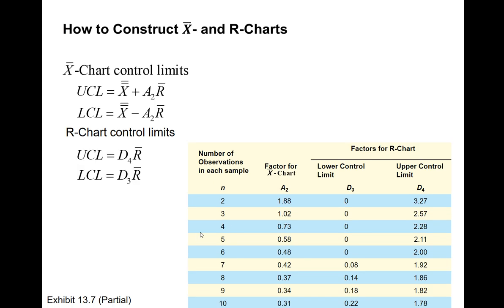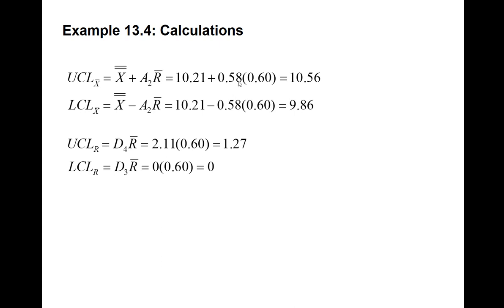So we're back to the table here. When the sample size equals 5, the A2 will be 0.58, the D3 will be 0, and the D4 will be 2.11. So we're back here. We have A2, 0.58, because the sample size is 5, times 0.60, and we have the upper limit for the X bar chart, which is 10.56.